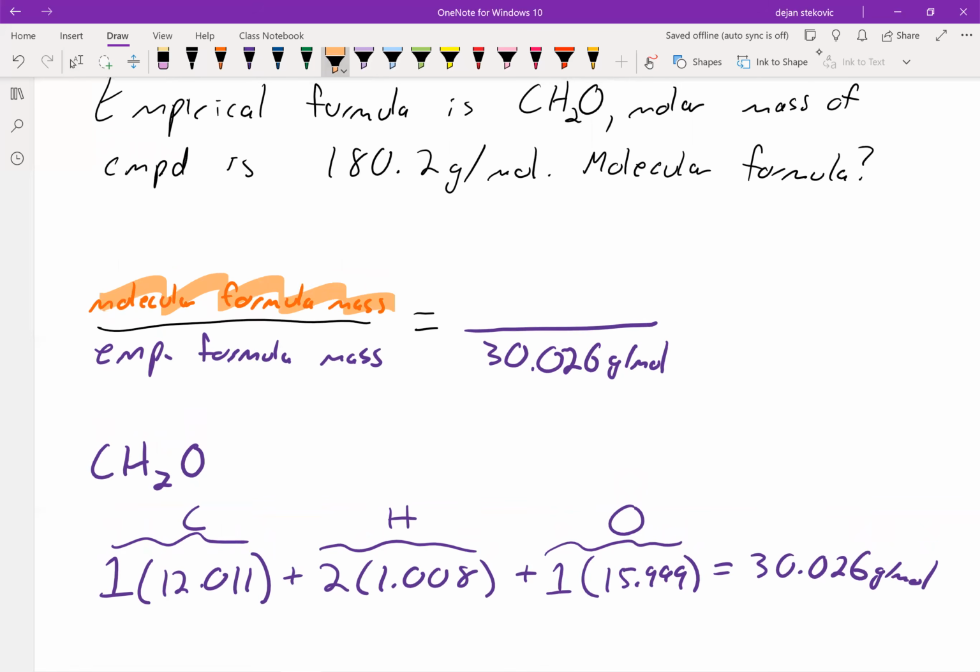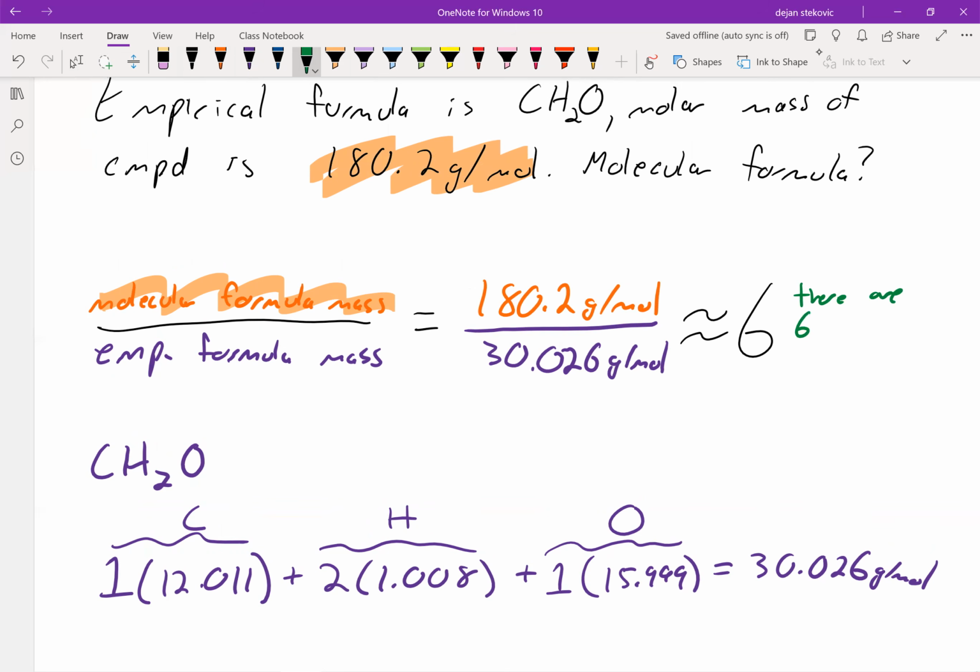And then we just take our molecular formula mass that was found by our instrument, and we put that on top, 180.2 grams per mole. The grams per mole cancel out, and you get about 6, right? And so what this tells us is there are 6 empirical formulas in the molecular formula.